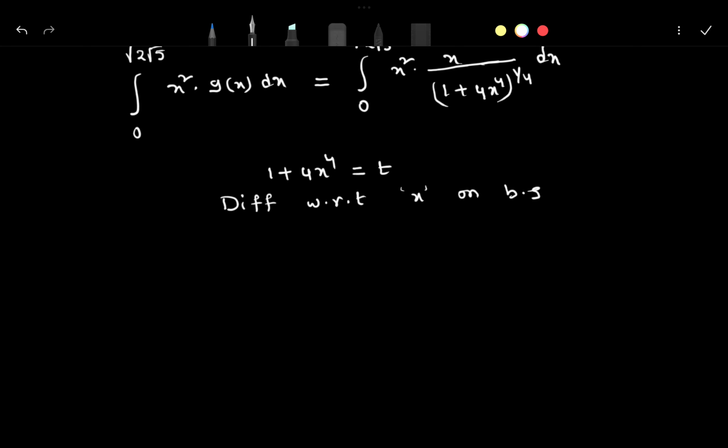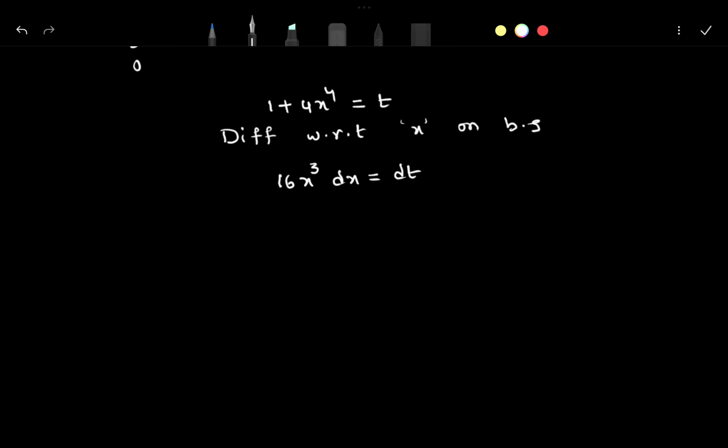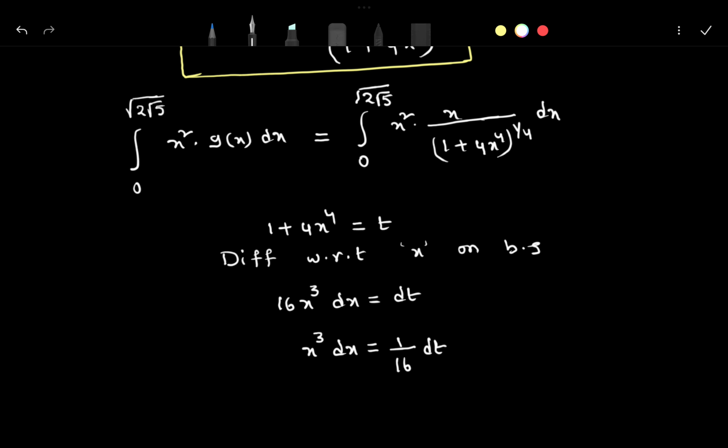The value 4x^4 you can write like that. The derivative of 1 will be 0. This value will be 16x^3 dx equals dt. So after this you can write that x^3 dx equals 1/16 dt. Now you see that in this given function, the numerator value x^3 dx is 1/16 dt.